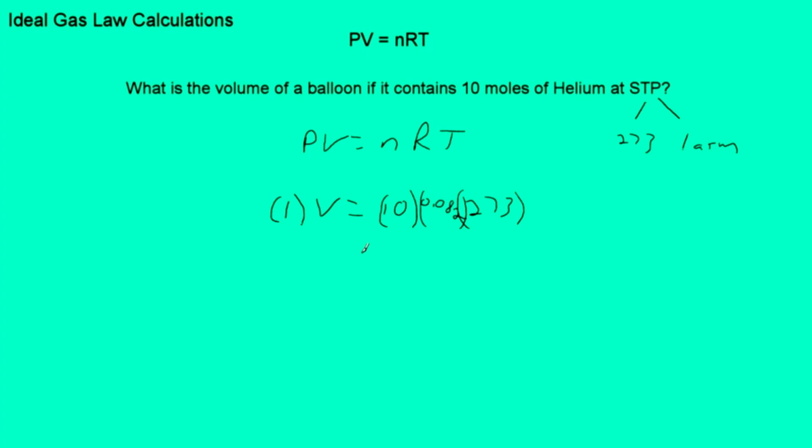Okay, so we solve for V. And we come up with 224, divided by 1, it's the same number. So there we go. So 10 moles of helium under these conditions, STP conditions, it's going to be 224 liters. All right, just plug in numbers.